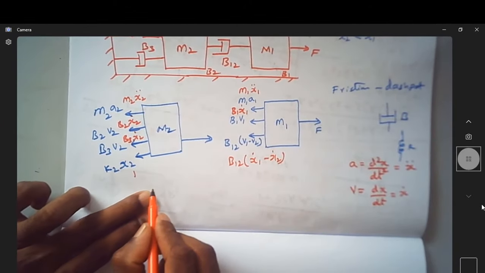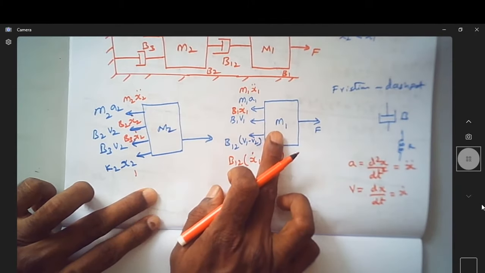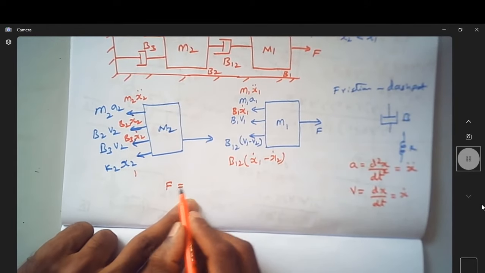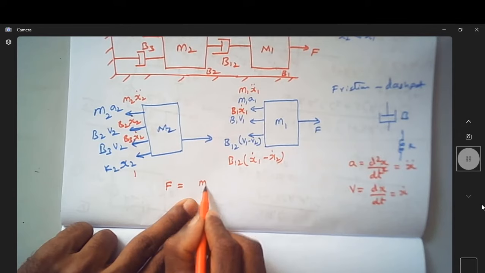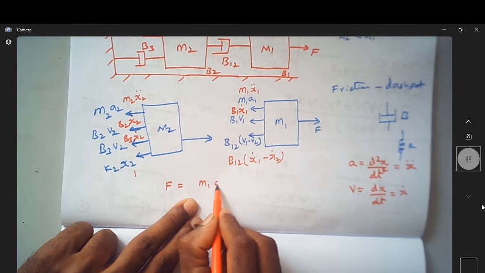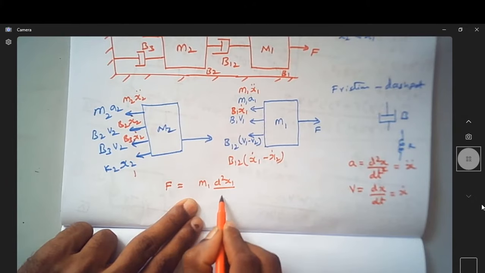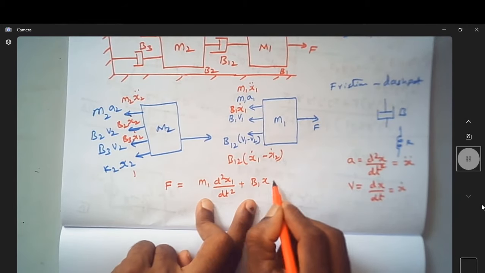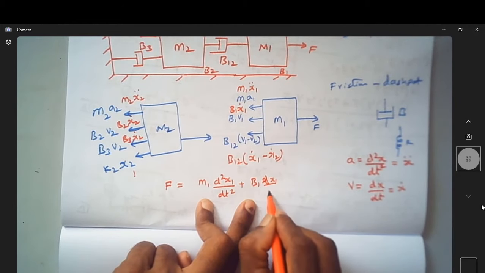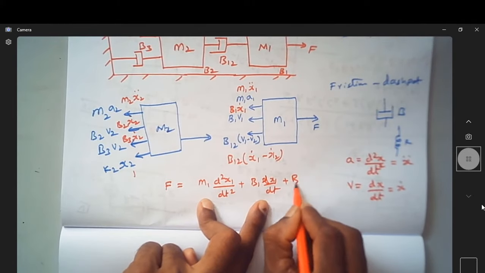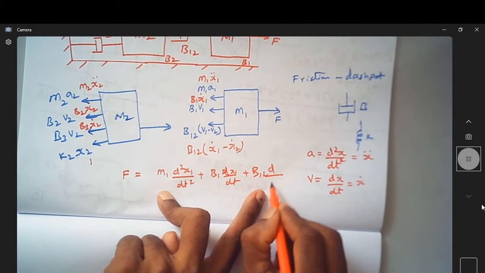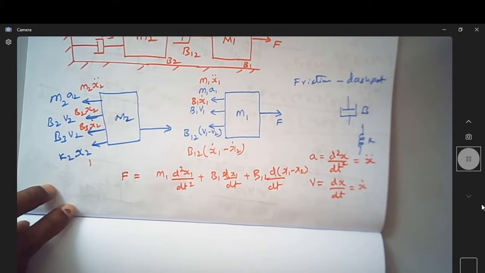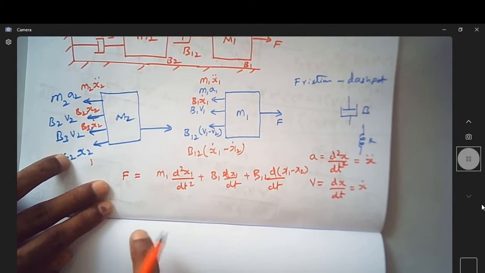So you take the forces that are there for m1, which is nothing but F, the applied force, is equal to the opposing force, which is m1 d square x1 by dt square, which is the double derivative, plus b1 into dx1 by dt plus b12 d by dt of x1 minus x2. This is my equation. You have to write its Laplace.